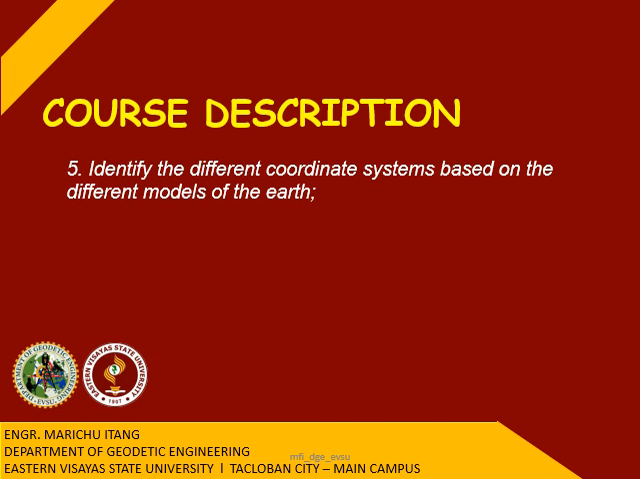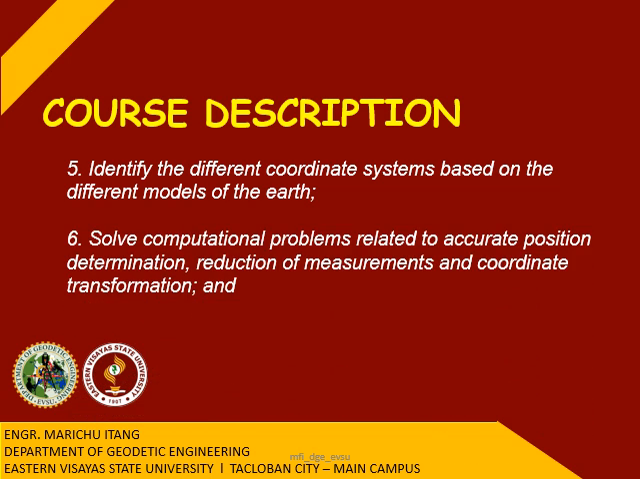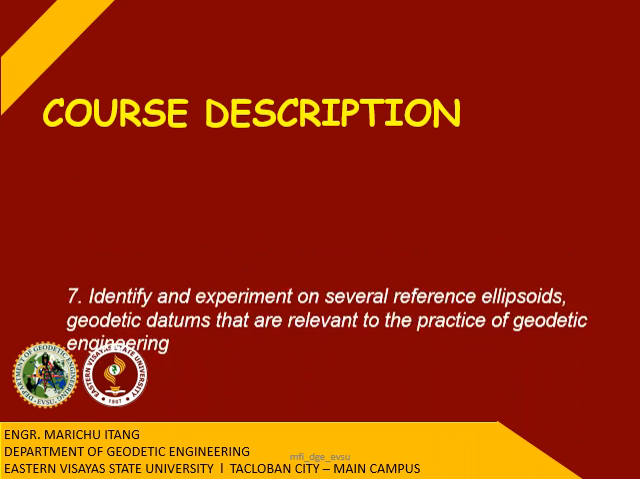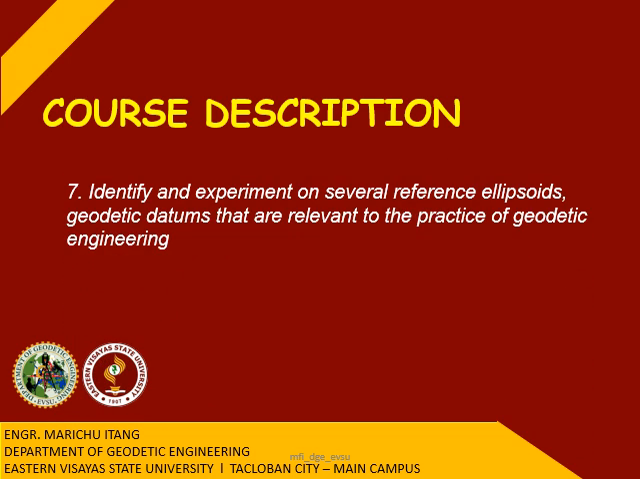What is the interrelationship with our survey on the field? We have number 5, identify the different coordinate systems based on the different models of the Earth. We have number 6, solve computational problems related to accurate position determination, reduction of measurement, and coordinate transformation. And the last one, identify and experiment on several reference ellipsoids and geodetic data that are relevant to the practice of geodetic engineering. So we're going to analyze some of the data gathered on the field, and we are going to identify what type of reference ellipsoid and what type of reference system we are going to apply to correct or to reduce our measurement into the ellipsoid system.